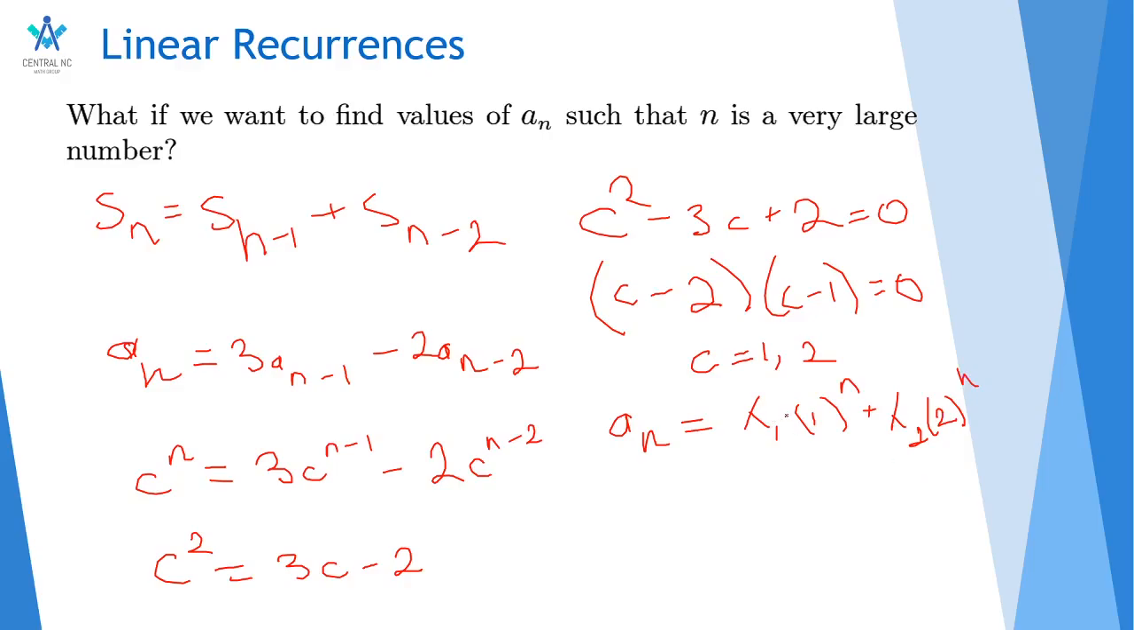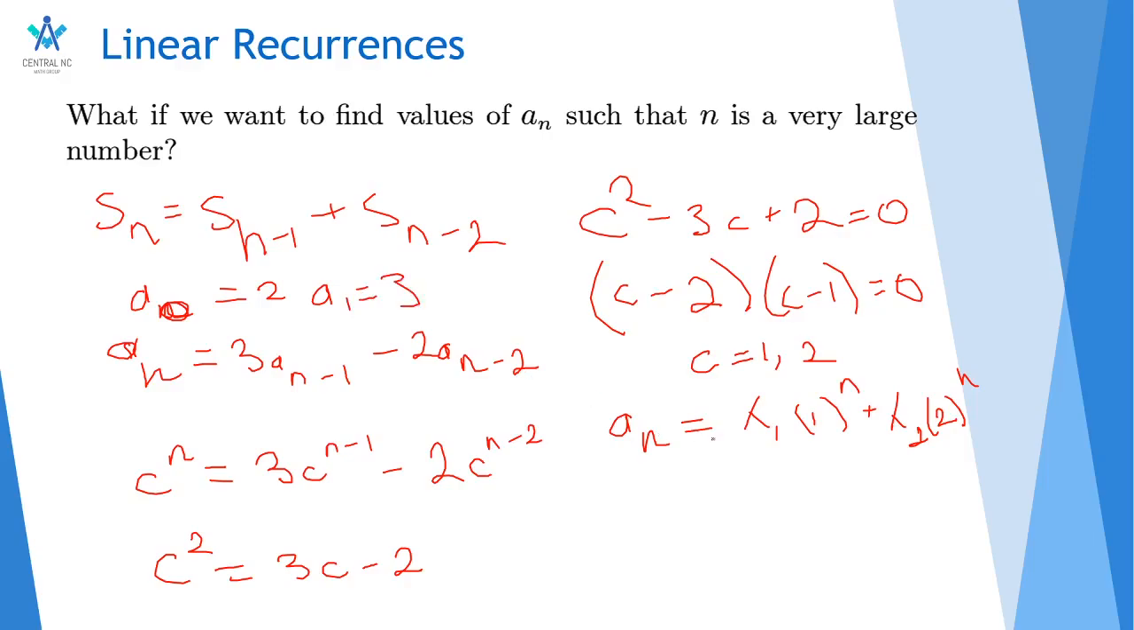So you have two constants, lambda 1 and lambda 2, and you have 1 to the n and 2 to the n, because those are your roots. Based off of this, you can figure out these coefficients from the initial conditions. So let's say, you can pick any condition here, I'll pick a of 0 is equal to 2, and a of 1 is equal to 3.